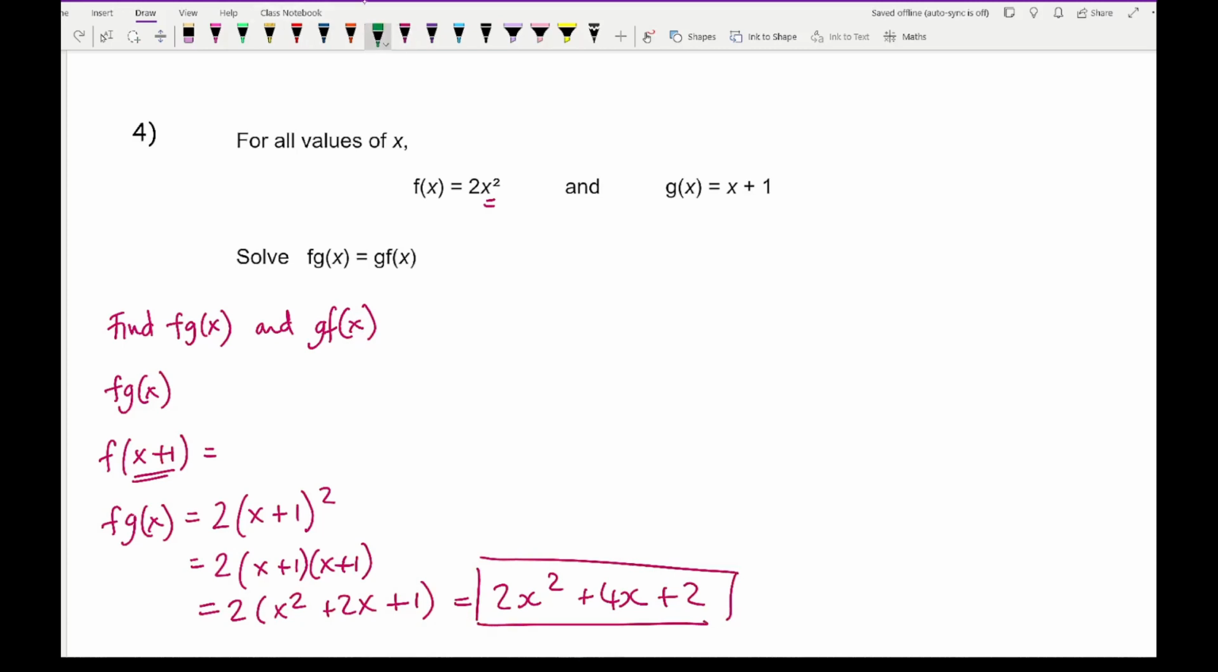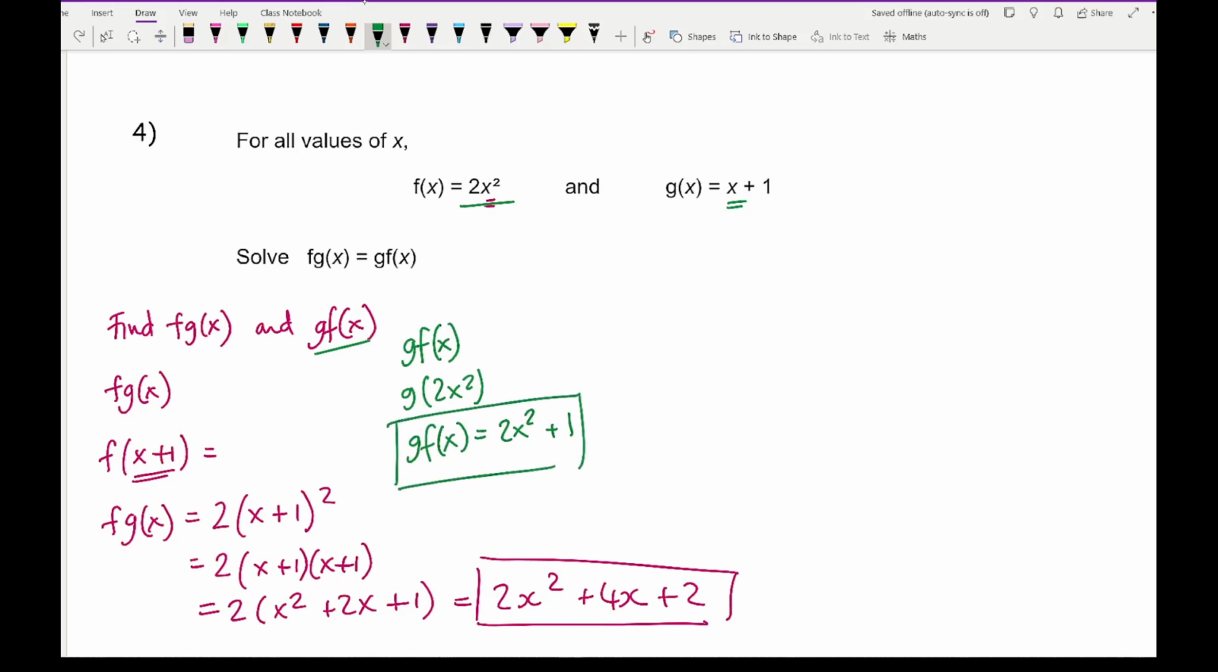Then moving on to gf of x. Well, gf of x is where I've got g and I've got f of x. I'm going to substitute wherever I've got an x in g of x, I'm going to swap it with what's in this bracket. So gf of x is going to equal 2x squared plus 1. And that has got no brackets.